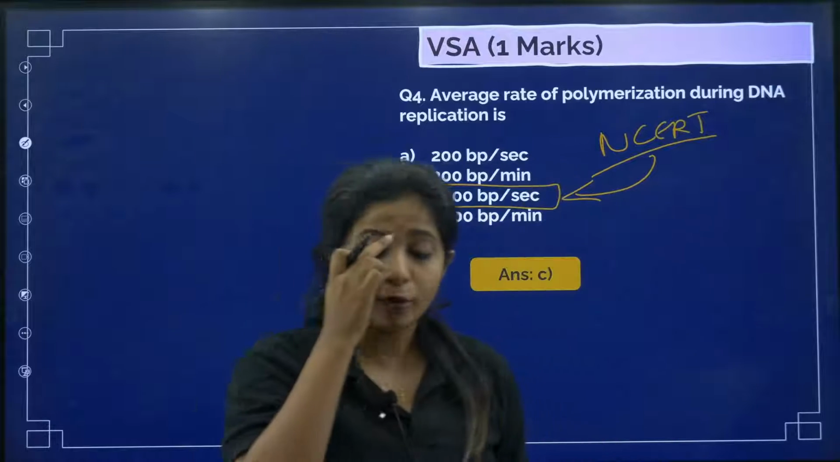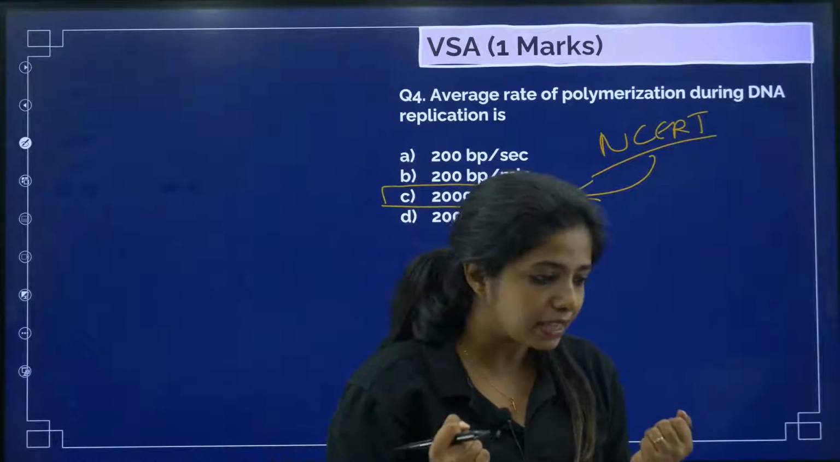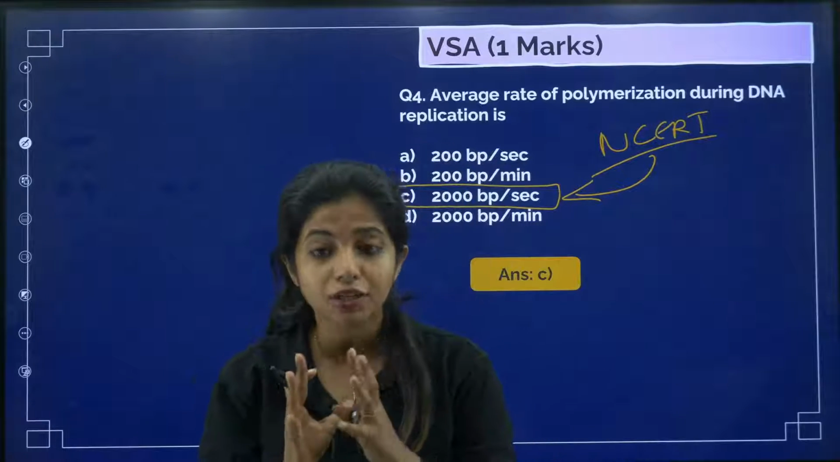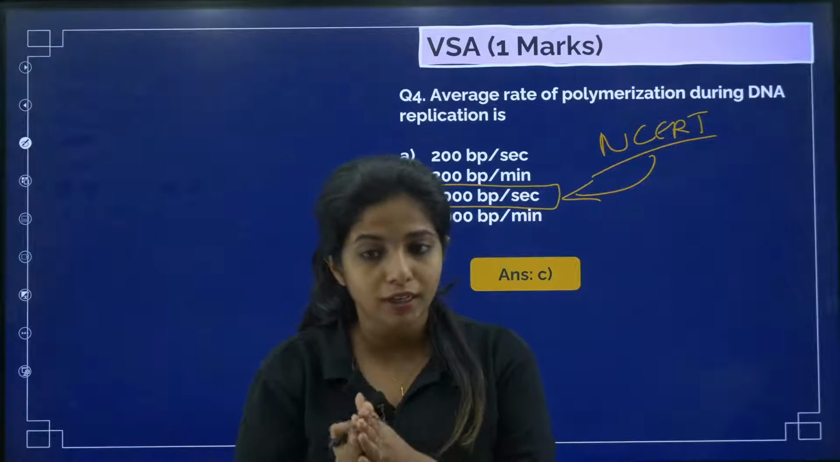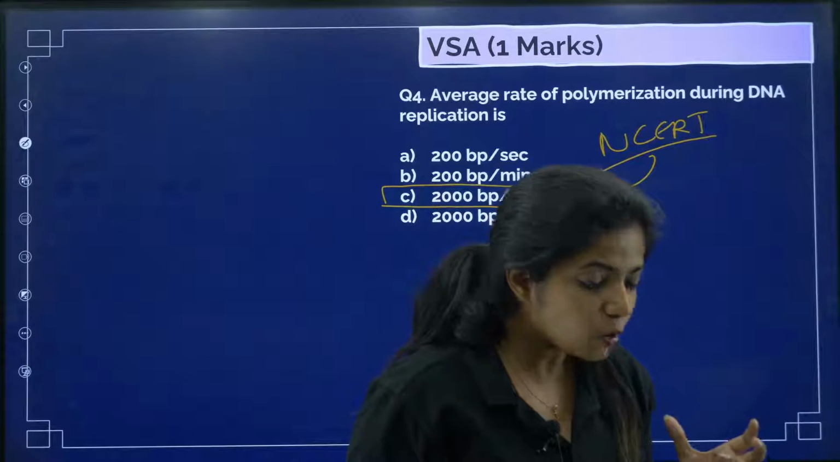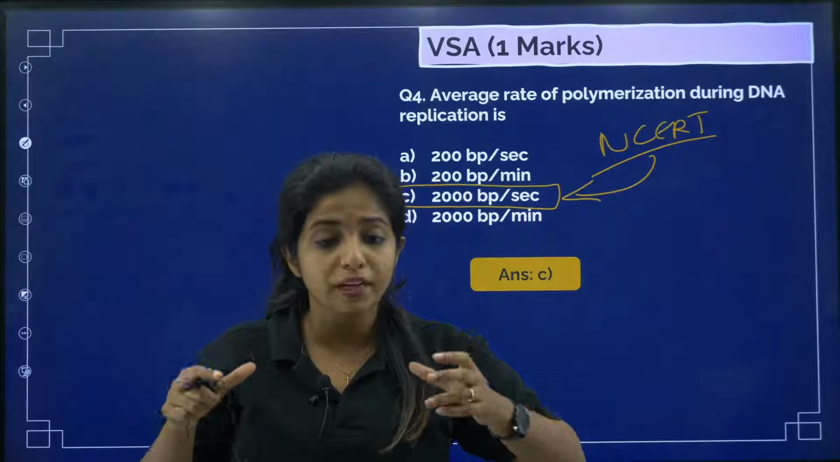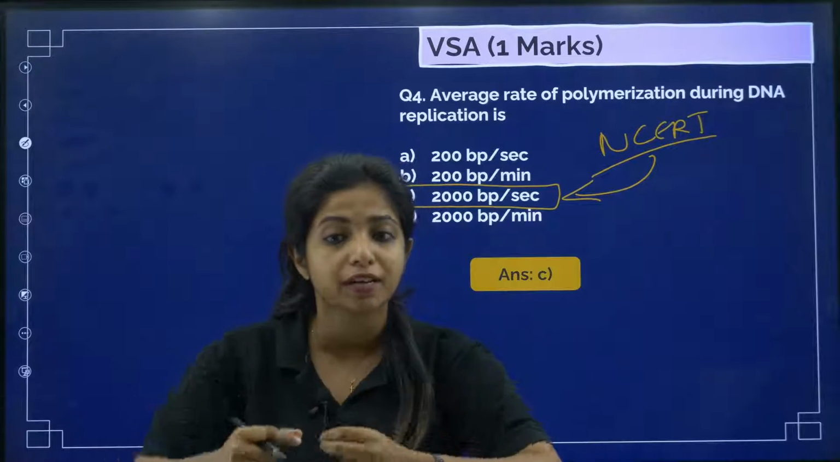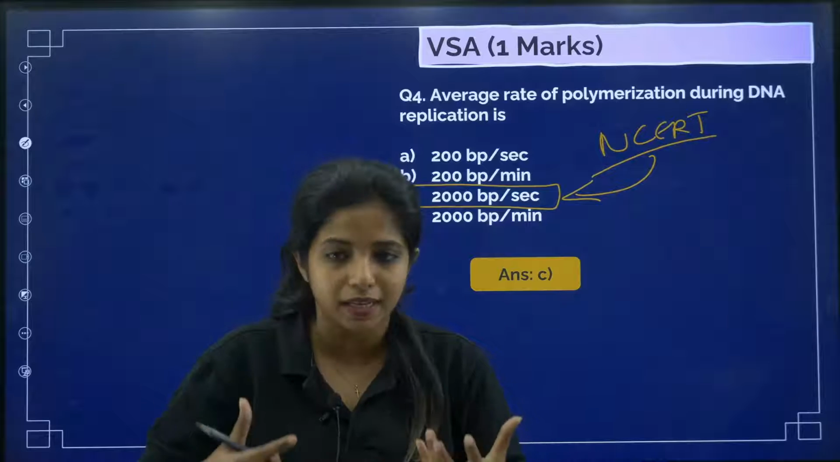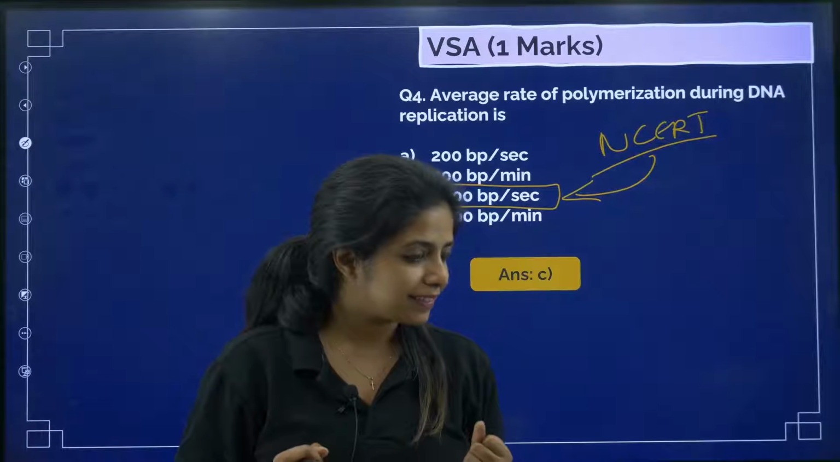Now, my dear children, where am I getting these questions from? This is also from the government side only. These questions are additional questions which are given, so you have to practice this. This is how the DNA polymerase works. DNA polymerase has a speed of adding 2000 base pairs per second. That is what the rate of polymerization means.